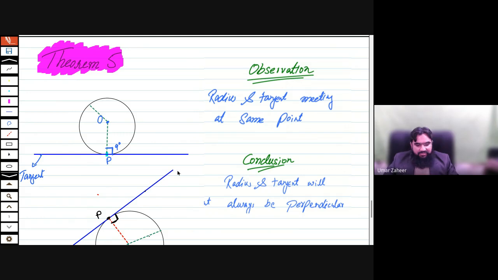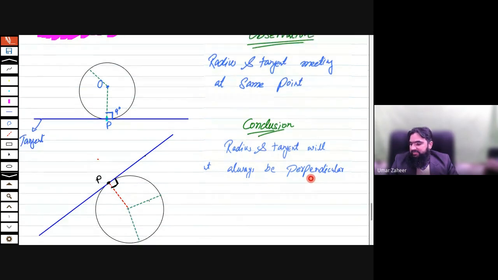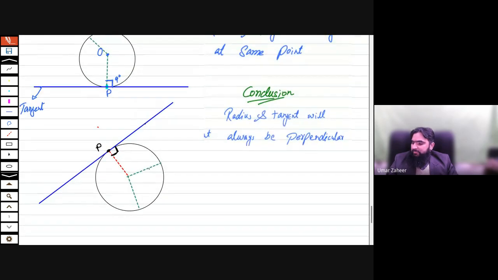So the observation is the radius and the tangent are meeting at the same point. We can conclude that radius and tangent will always be perpendicular.